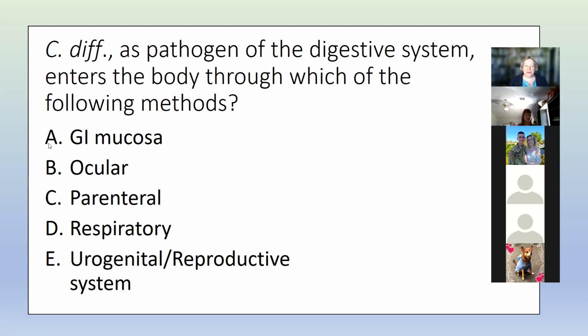Okay, so this is the best answer. This is low probability, so probably not. It could. So it's a partially correct answer. Okay, how are we doing on this one?